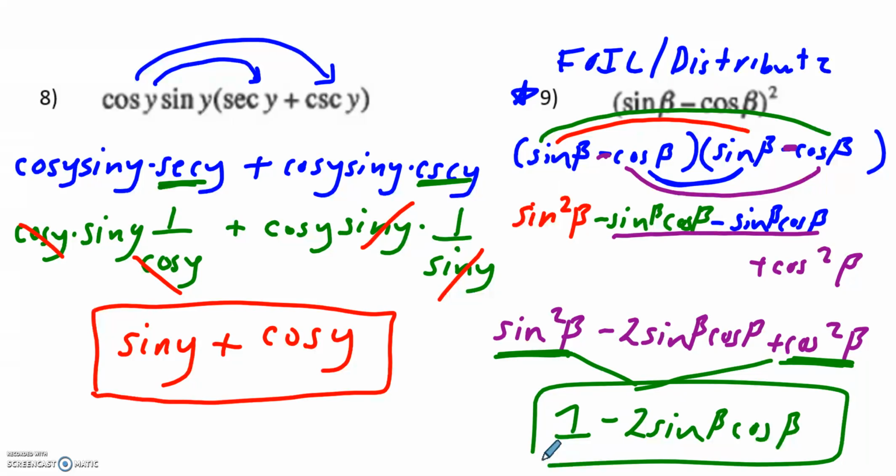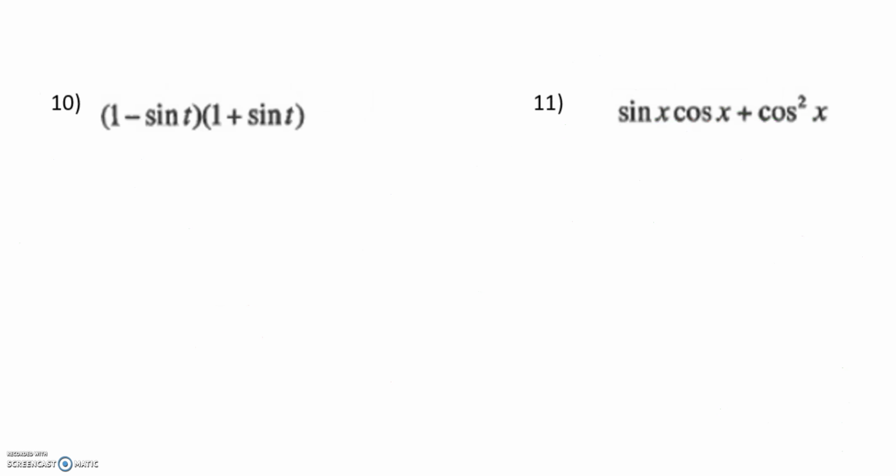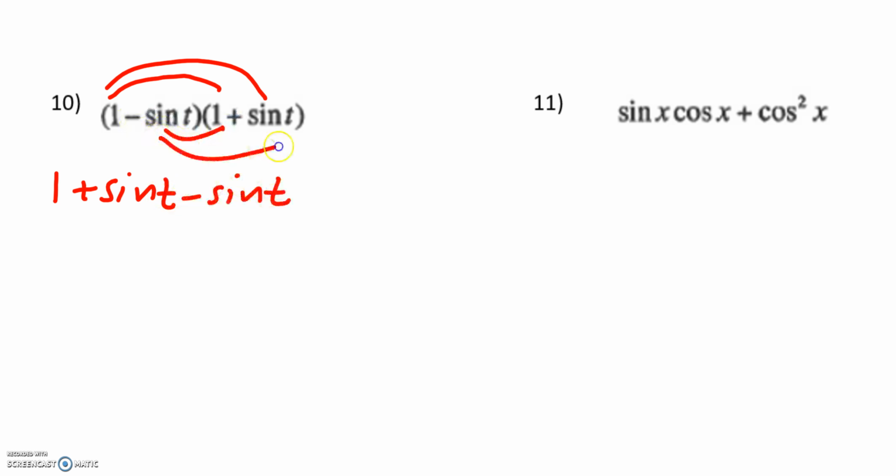Okay, probably have time for at least one more, maybe two in this video. Feel free to rewatch any example you'd like. Number 10, again, looks like it's a FOIL to me, or a distributive property twice. So let's see where this takes us. You're going to notice some of them have common themes. We have 1 plus sine t minus sine t minus sine squared t.